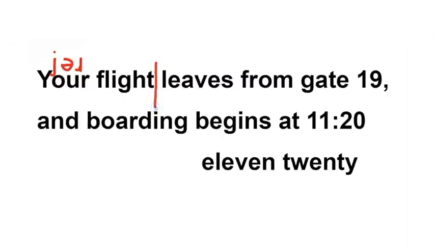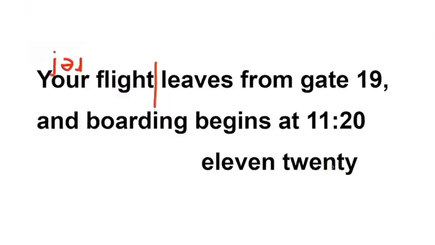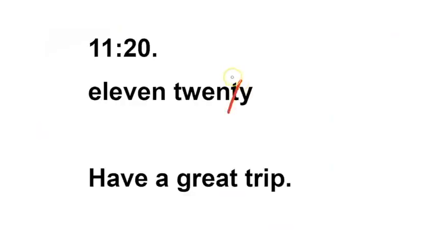Flight leaves with a clear stop T, not released. Your flight leaves from gate 19 and boarding begins at 11:20. Here's the example I talked about earlier. Americans often drop the T when it comes after an N. 20 is a perfect example. I did it. 11:20. And so did Jay. 11:20.